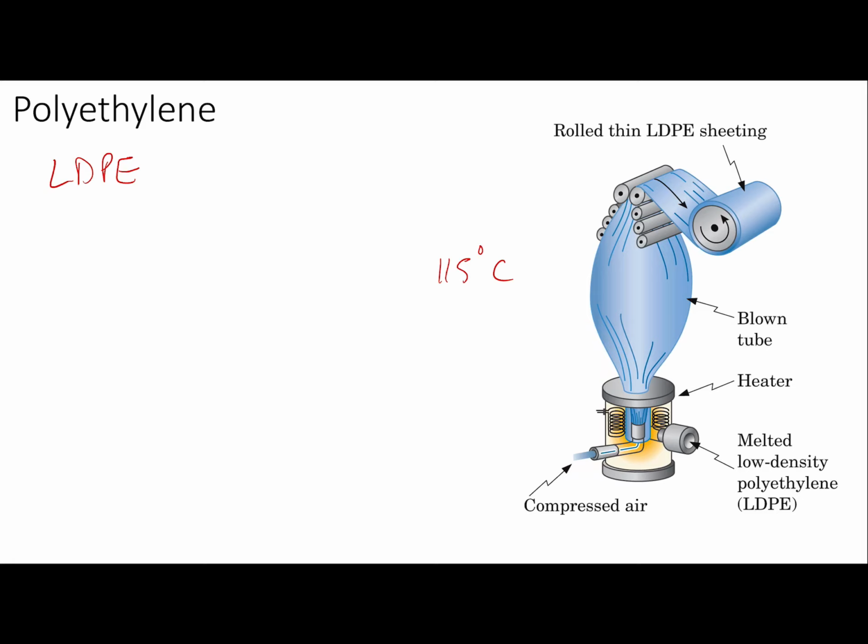And then there's high density polyethylene. Now this one only has minimal branching. These chains pack together well. The dispersion forces between them are pretty strong. And these have higher melting points. And these can be blow molded into squeezable jugs and bottles and other things.